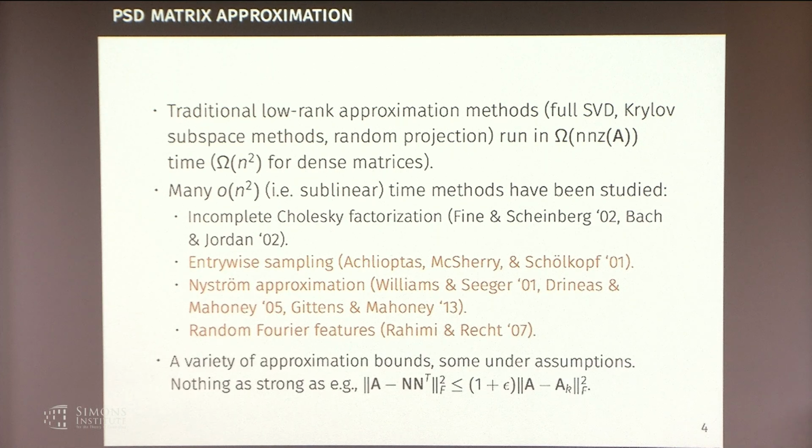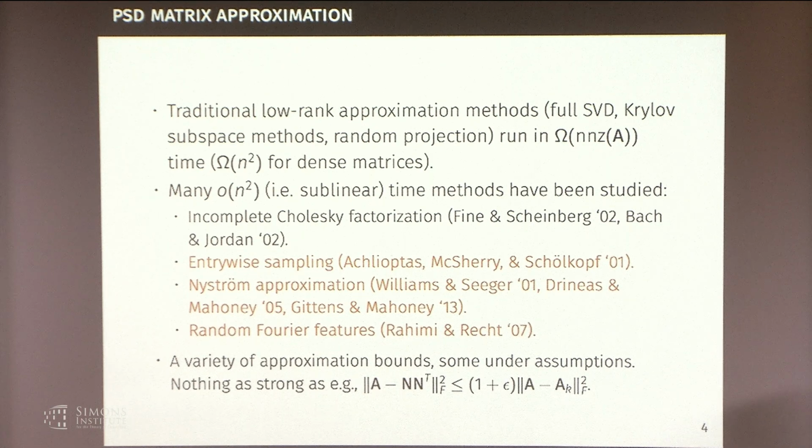These different methods have various bounds. Lots of different bounds exist. Some are stronger, some are weaker, some use assumptions, some don't use assumptions. There's nothing as strong as what we typically see for our fast algorithms for general matrices.